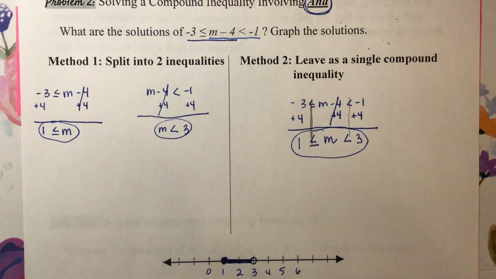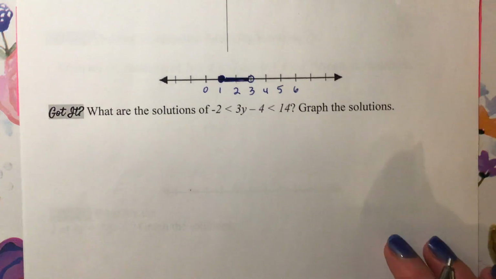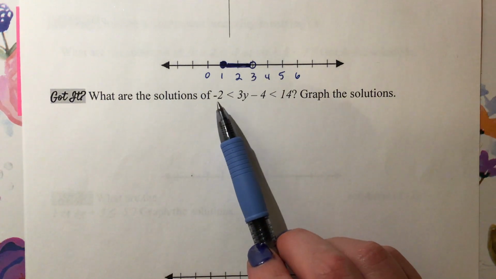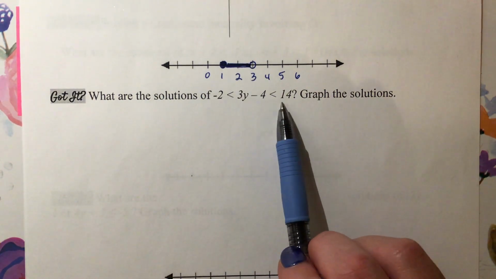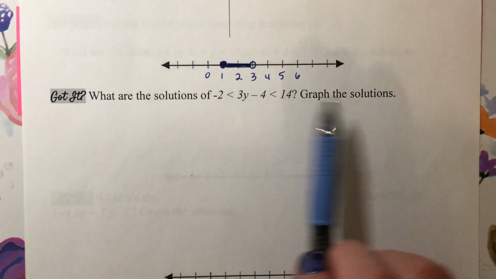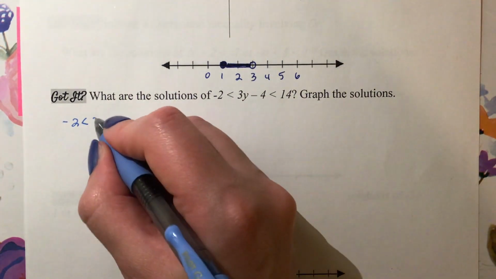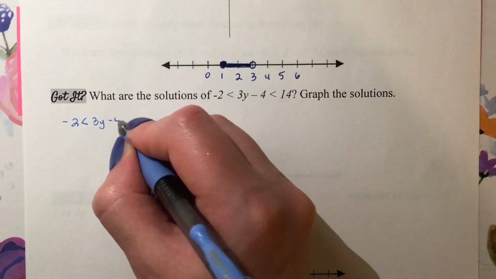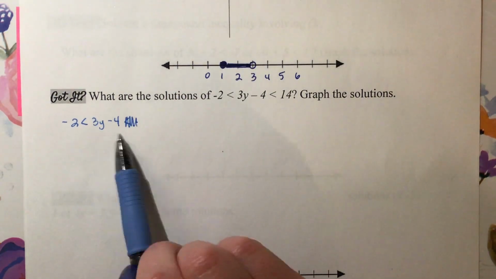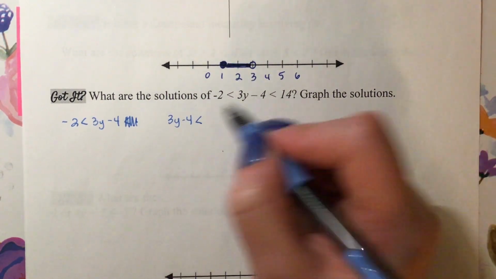Moving on, let's look at another one because that was your first time solving an and inequality. So let's look at another because I know that they can get a little tough to follow. So this one says, what are the solutions of negative 2 is less than 3y minus 4, which is less than 14, and then graph the solutions. I'll solve it using both strategies so you can see it. I'm going to rewrite this as two inequalities. I have negative 2 is less than 3y minus 4, and then I have 3y minus 4 is less than 14.